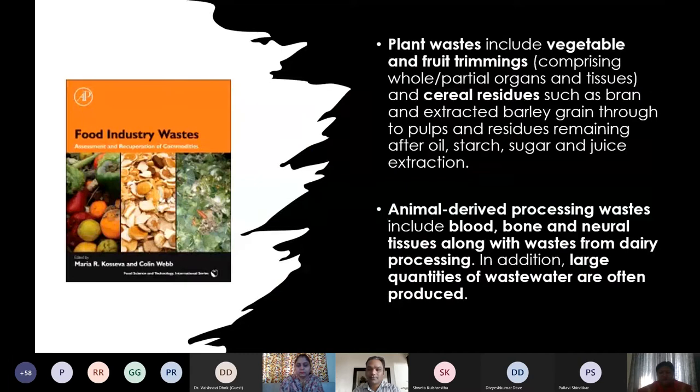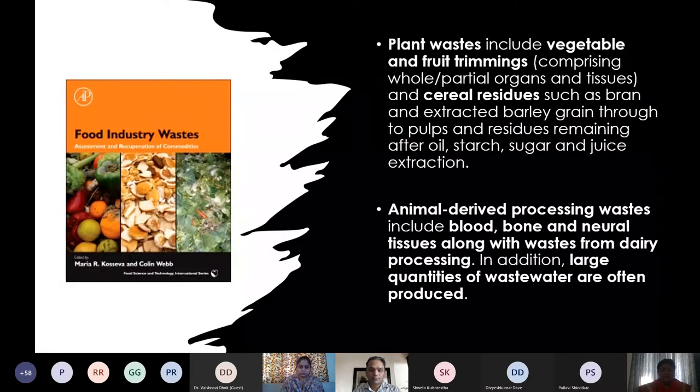Plant based food contains a lot of residues, such as cereal residues. It can comprise different whole or partial organs or tissues. In cereals it can contain the bran, the extracted barley grain, or oils, starch, and sugar, which are valuable products. In animal derived processing waste, you can have blood, bone, neural tissues, skin, and the head and viscera in the case of fish.